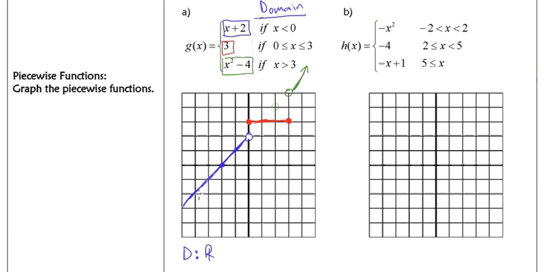So again, there's all the real x values that I can plug in. I get a different piece of the graph, but there's always an x value I can plug in. There's always going to be an output for me.